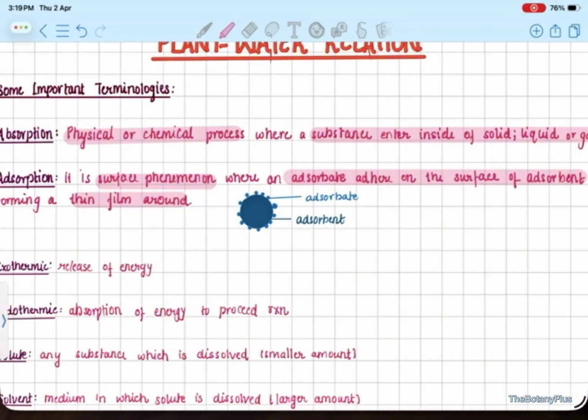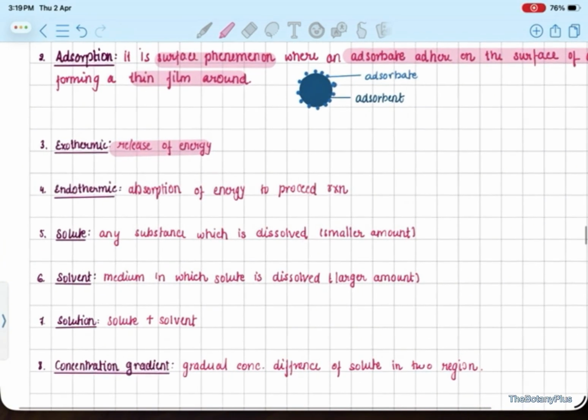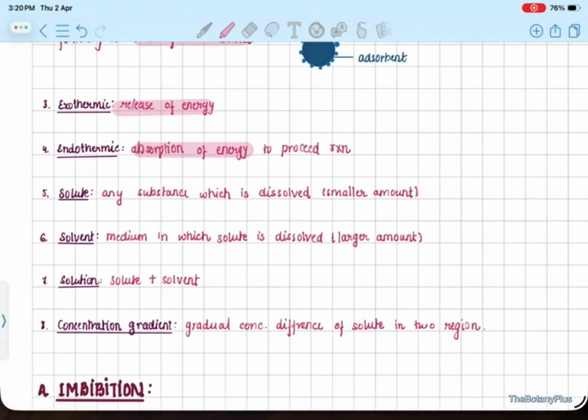So here the liquid acts as an adsorbate, and the substance on which this liquid is adsorbed is called the adsorbent. So the solid will be the adsorbent. Now the third term is exothermic. Exothermic means that when any reaction proceeds, it releases energy. In contrast to the endothermic reaction, in which to proceed any reaction, we need energy in the form of heat or any form.